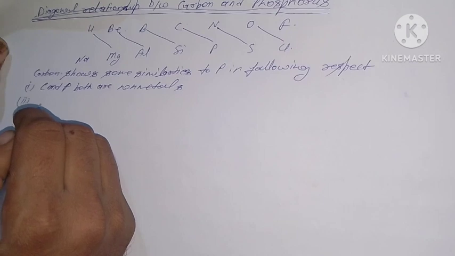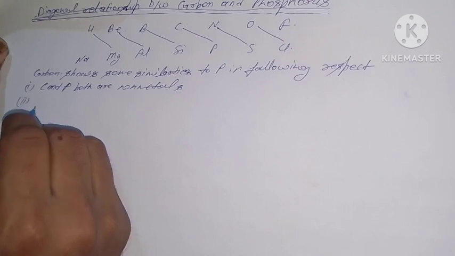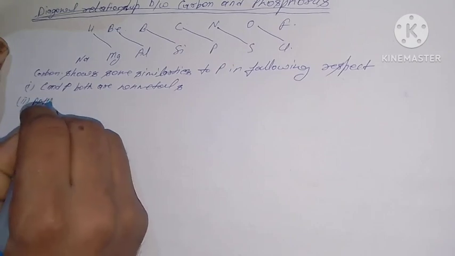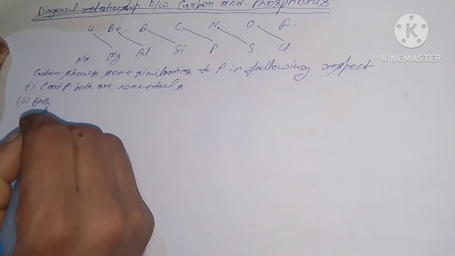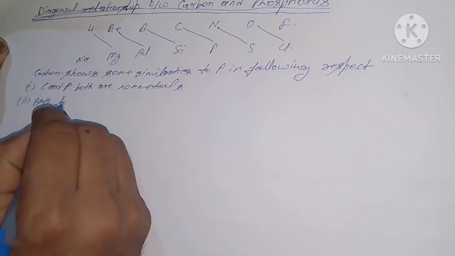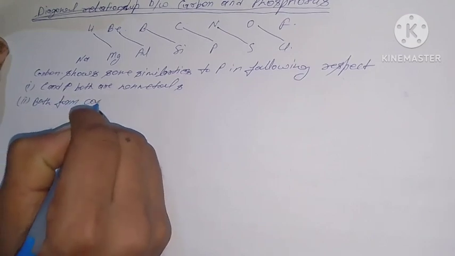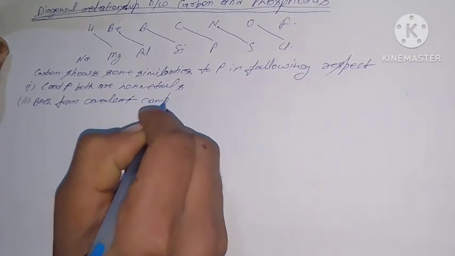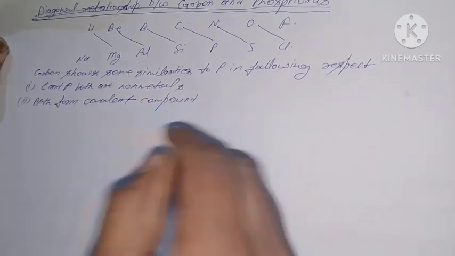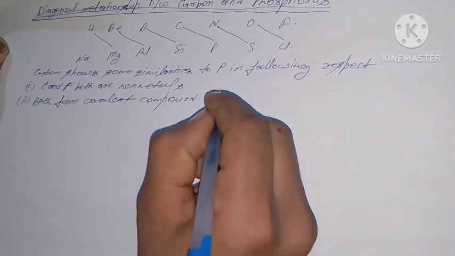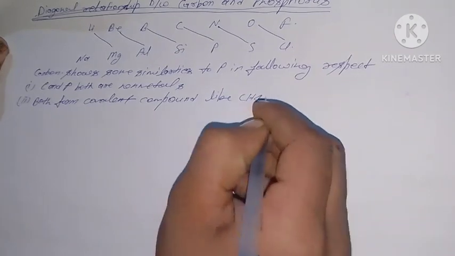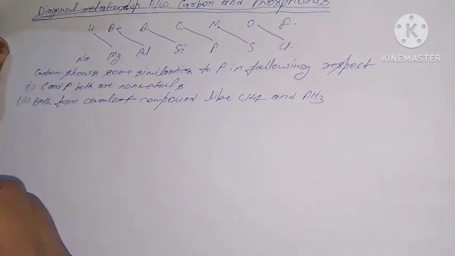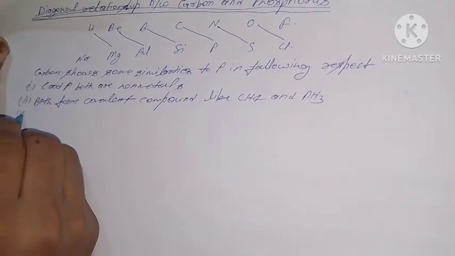Second point. Both form covalent compounds like methane and phosphine.